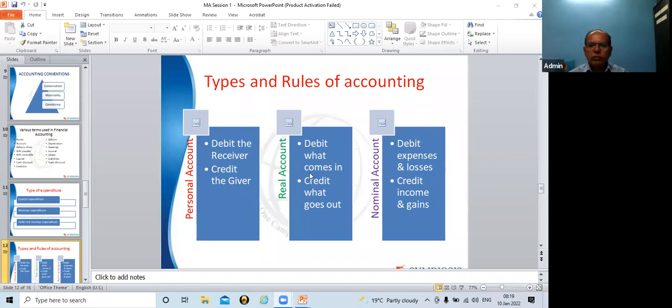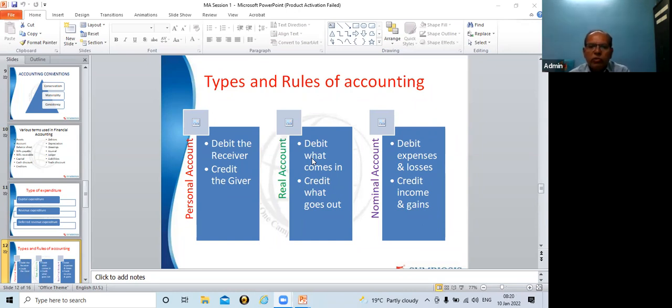So, second box, which indicates real account. What is a real account? A real account covers all assets and liabilities. All kinds of assets. We know what the assets are.